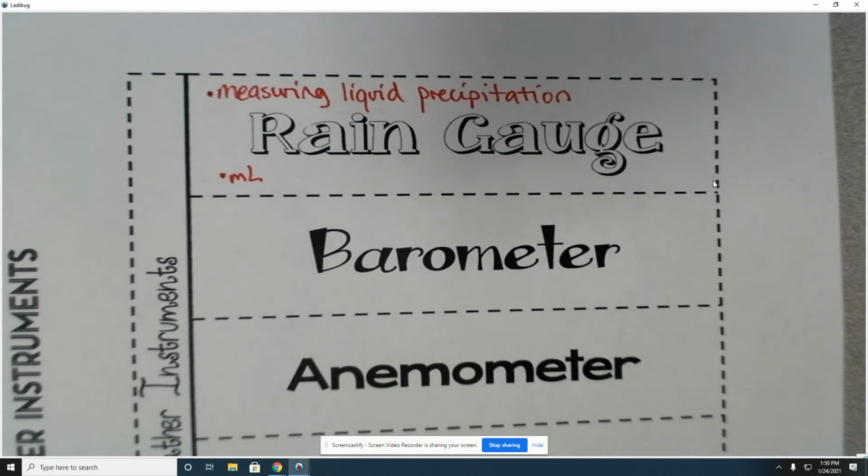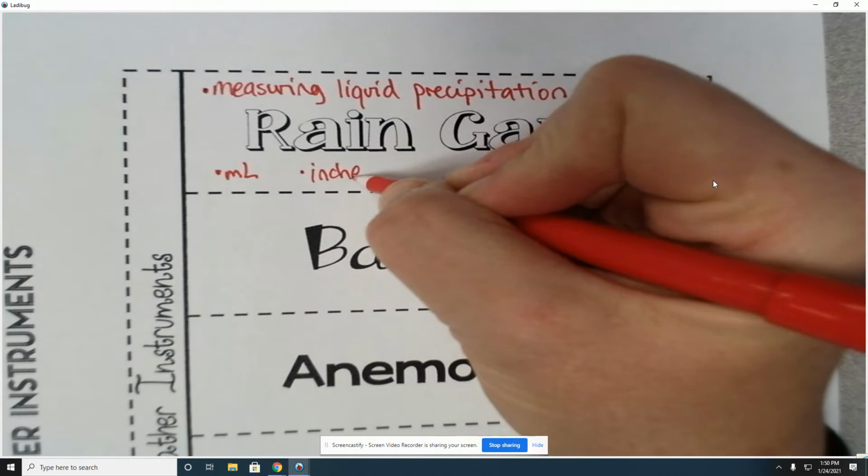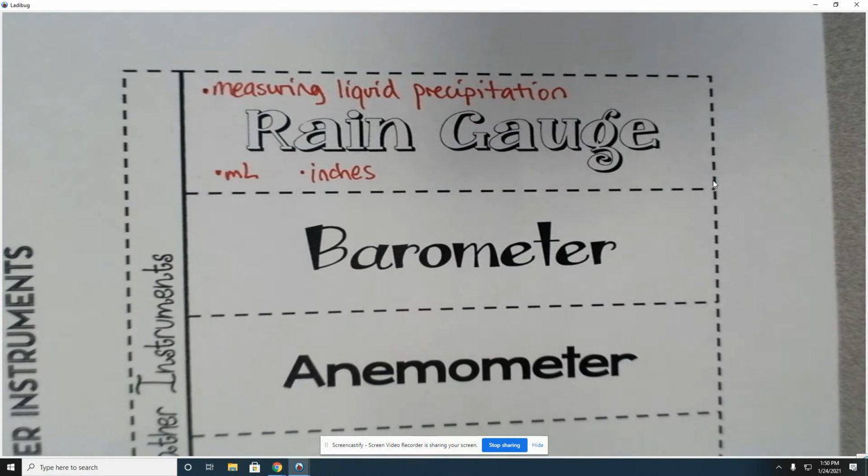If it were a ton of rain, then you might be able to calculate that in liters, but it has to be a whole lot of rain. Now, we tend to see inches where we live because we don't go by the standard metric system like the rest of the world. So we'll usually say, well, we had a half an inch, we got 1 inch of rain, okay? So measuring liquid precipitation, that is a rain gauge.